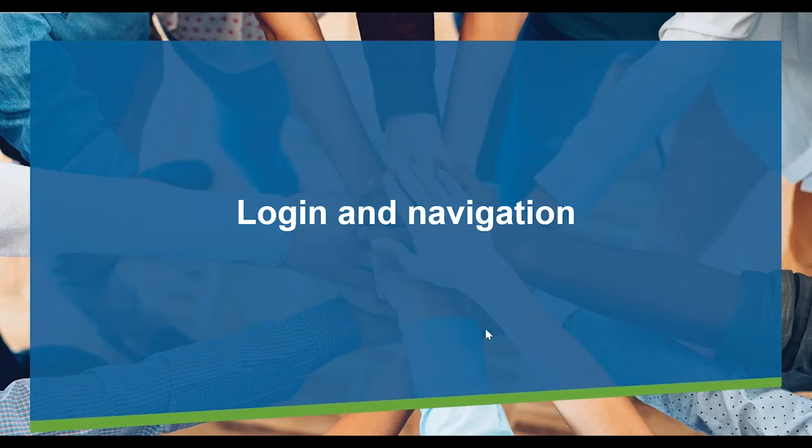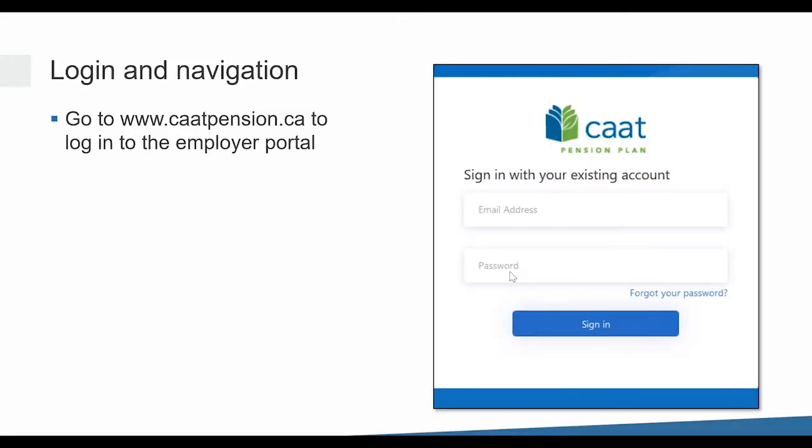Thanks, Sandy, and good afternoon, everyone. I will start by reviewing how to access and sign into the portal. You will receive an email from the CAT plan that will provide you with your temporary password. You will be able to access the portal from our main website. There will be an option on the main page for the employer portal. When you access the portal, you will see this page. This is what the login screen will look like. Enter your email address and temporary password to sign in.